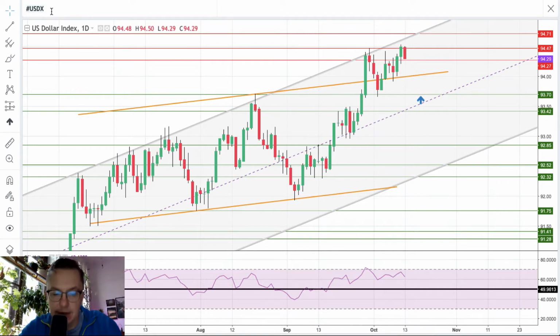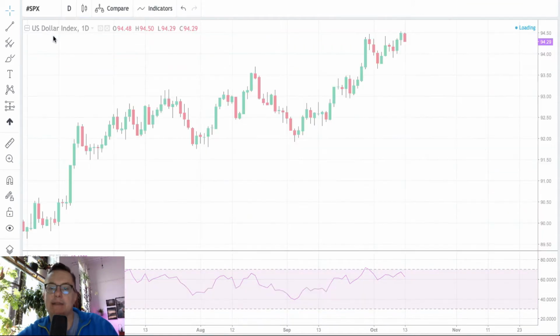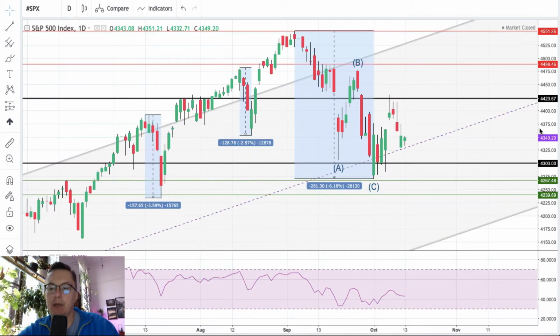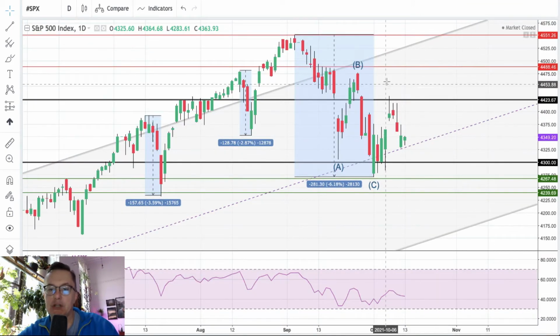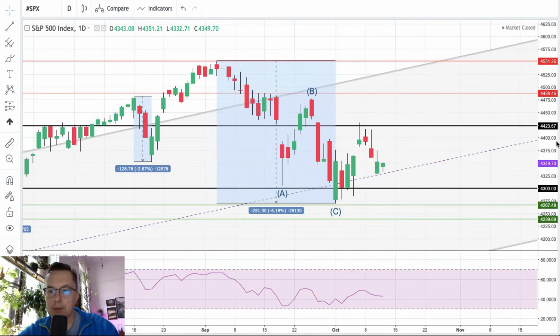So that's the US dollar index. What is going on with the S&P 500 index? As you can see, we got the ABC pattern done already. Then we got a nice bounce, but this bounce only touched the level of 4,423, and we have a pin bar here on this daily time frame chart candle.